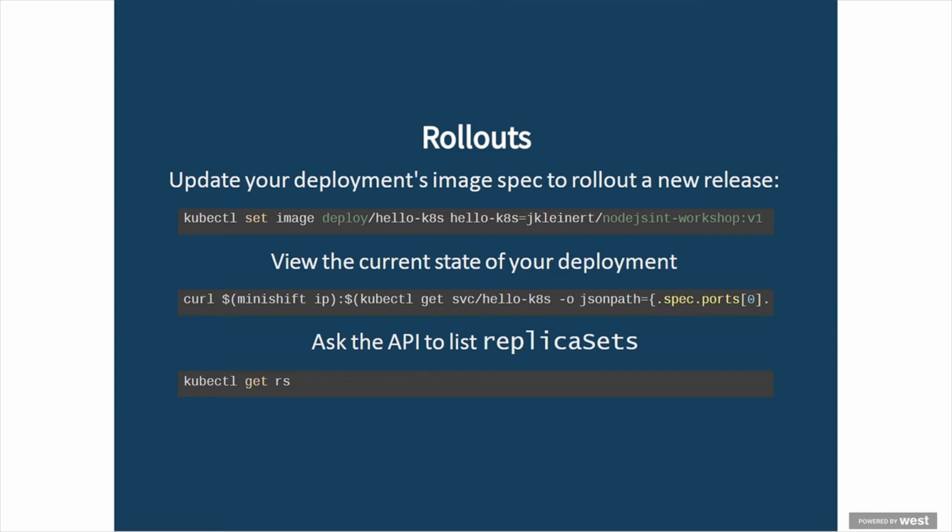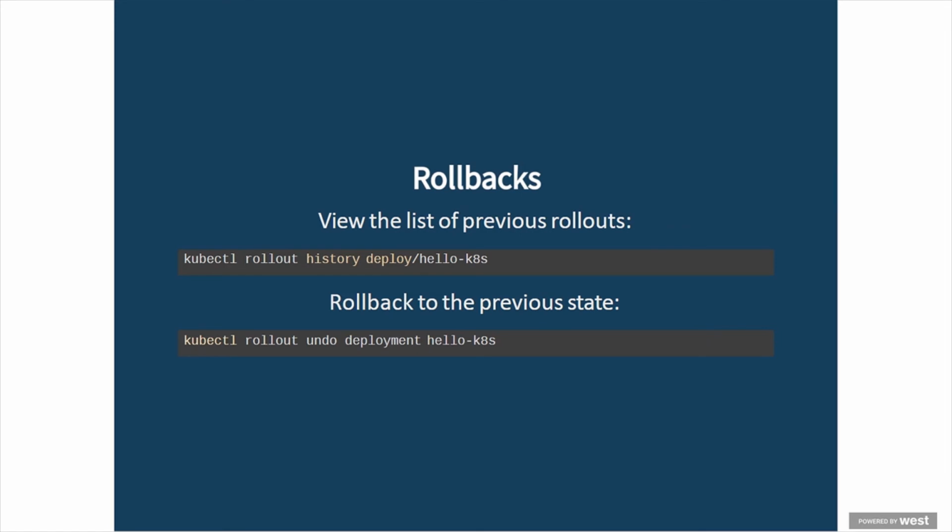You can use kubectl get rs to view the rollout as it spins up replicas on an initial replication controller and spins down replicas on the older replication controller. To view the list of previous rollouts, you can use the kubectl rollout history command on the deployment resource that you would like to investigate. And you can roll back by running kubectl rollout undo deployment and the deployment ID.